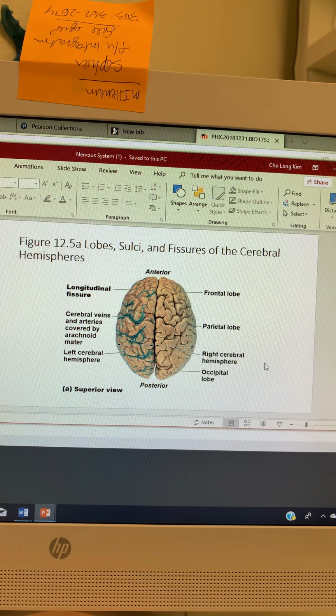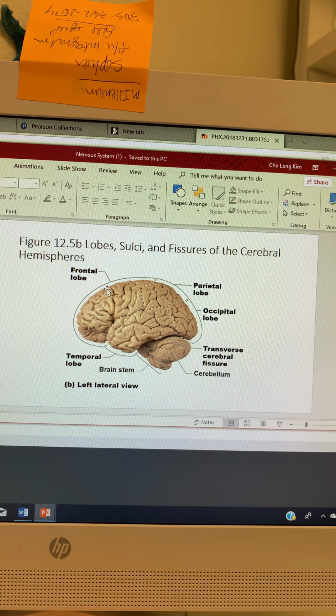Which brings us to this one. You can see the different lobes we need to know about. The frontal lobe there, the parietal lobe, occipital lobe, and the temporal lobe would be further down, better viewed from a different angle. Next one, you can see the temporal lobe down here. You've got the brainstem going down this way. You have the cerebellum there, and you have the transverse cerebral fissure there.